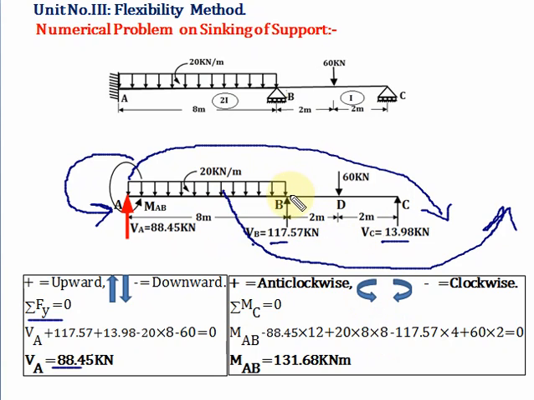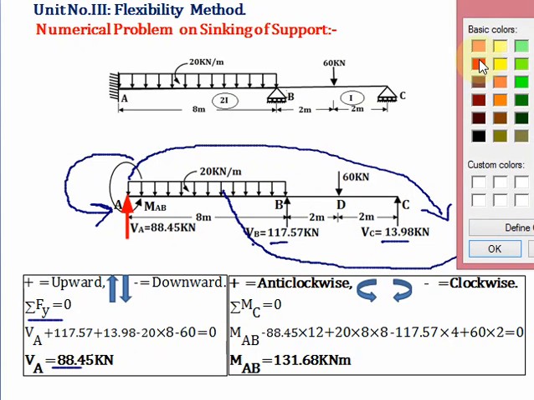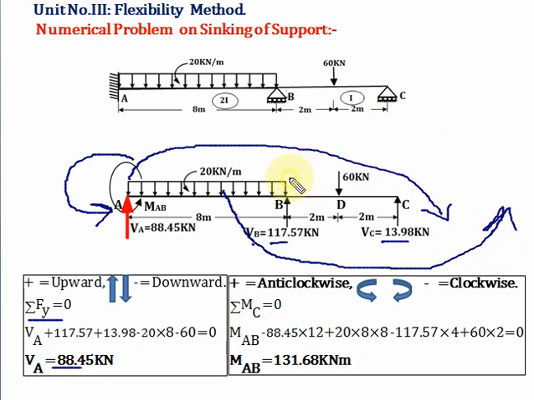Okay, now the vertical reaction, I'll change the color. So vertical reaction at B will act in clockwise direction, so minus 117.57 and the distance is 4, and this point load will act in anti-clockwise direction, so plus 60 into the length is 2. Okay, so after solving this, we'll get the moment in member AB, that is 131.60. Okay, so here we have found out vertical reaction at A and moment in member AB.